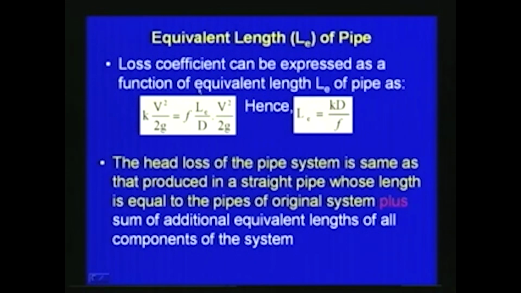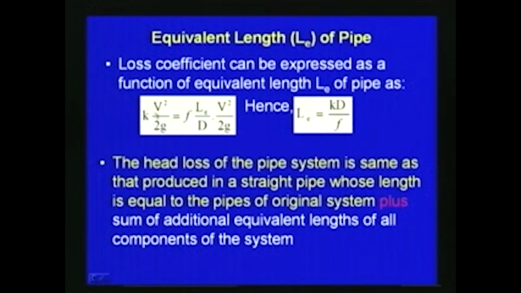Now another important aspect with respect to this loss coefficient is the equivalent length of pipe. The loss coefficient can be expressed as a function of the equivalent length LE of pipe. We have seen that we express minor losses as K into V square by 2g. For the major loss, we generally use the Darcy-Weisbach equation, which is f L V square by 2gD. We can write the minor losses in terms of an equivalent pipe length, so that everything can be put in terms of the major friction losses. That length is called the equivalent length.